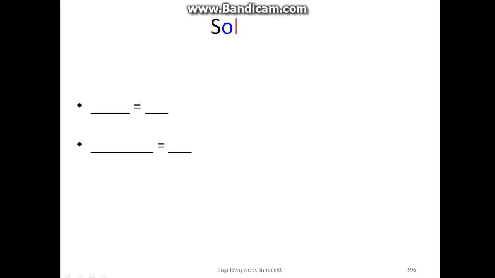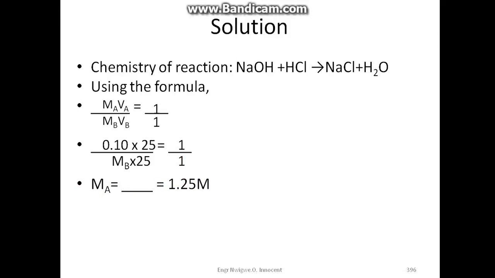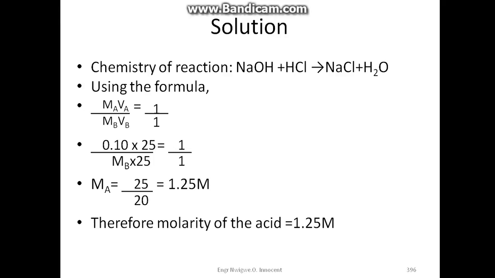Solution. Chemistry of reaction: sodium hydroxide plus hydrochloric acid gives sodium chloride plus H2O. Using the formula MAVA over MBVB equals 1 over 1, substituting, we have 0.01 times 25 all over MB times 25, which gives us 1 over 1. Making MB the subject of the formula, we have 25 over 20 equals 1.25 molarity. Therefore, the molarity of the acid is 1.25 molarity.